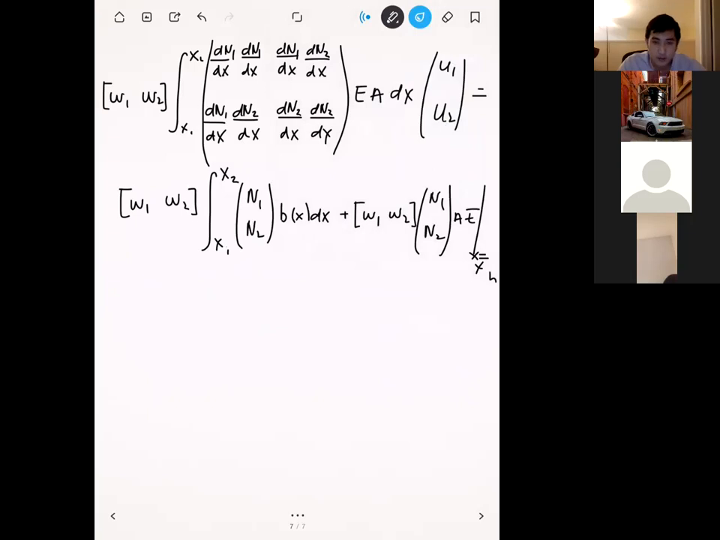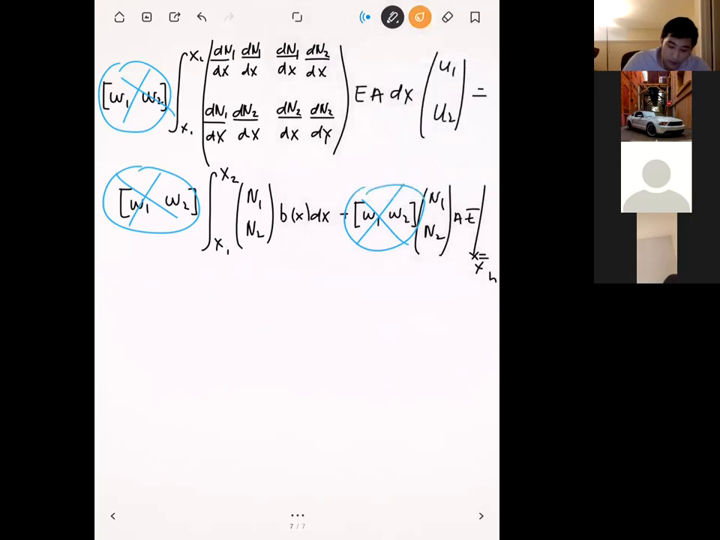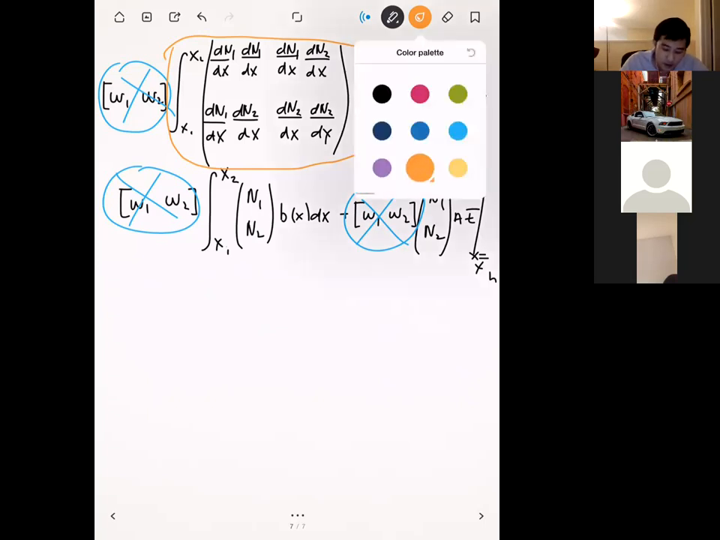It's a lot here, but a lot of it is going to cancel, because in every single one of these expressions we have a w1, w2, which came from our weighting function. What we can do from here is cancel out all those terms, and we end up with a system of equations. To simplify this and put it in a form we're more familiar with, I'm going to take this integral I've circled in orange and call it KE, and KE stands for the element stiffness matrix.